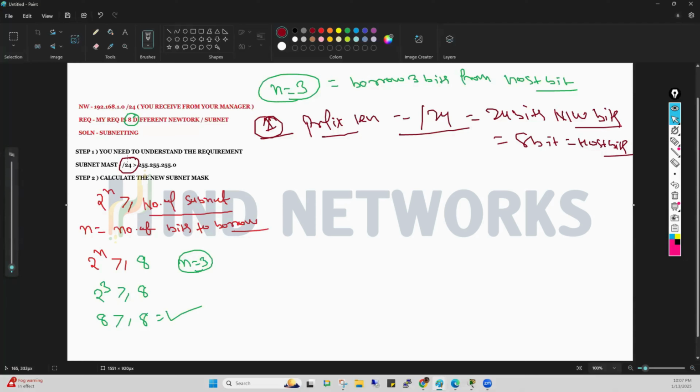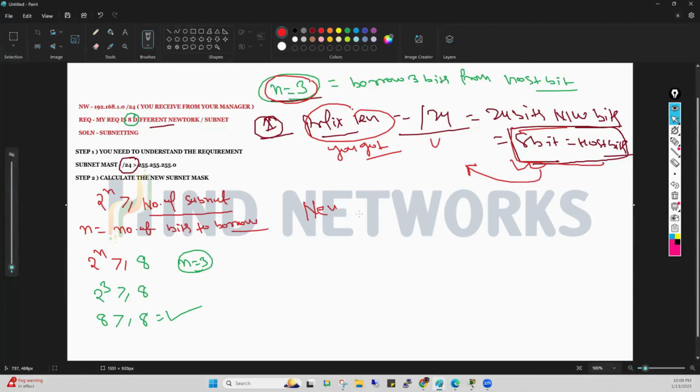But what is the requirement? Your manager requires 8 different subnets. When you calculate the value of n, you get n equal to 3. And this value of 3 is telling you to borrow 3 bits from the host portion. In this host portion, there are 8 bits. The n is telling you to borrow 3 bits from the host portion and add these bits to the network portion.